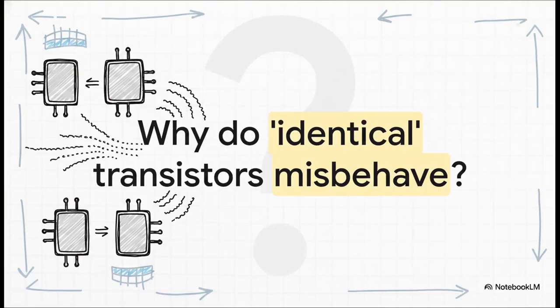Which brings us to the big question, right? The one that's driving this whole investigation. Why do identical transistors misbehave? I mean, how is it possible that you can design 2 transistors to be exact copies of each other, put them on the very same piece of silicon, and yet they perform differently? It sounds kind of crazy, but the answer, as it turns out, is hiding in plain sight, or rather in the empty space between them.